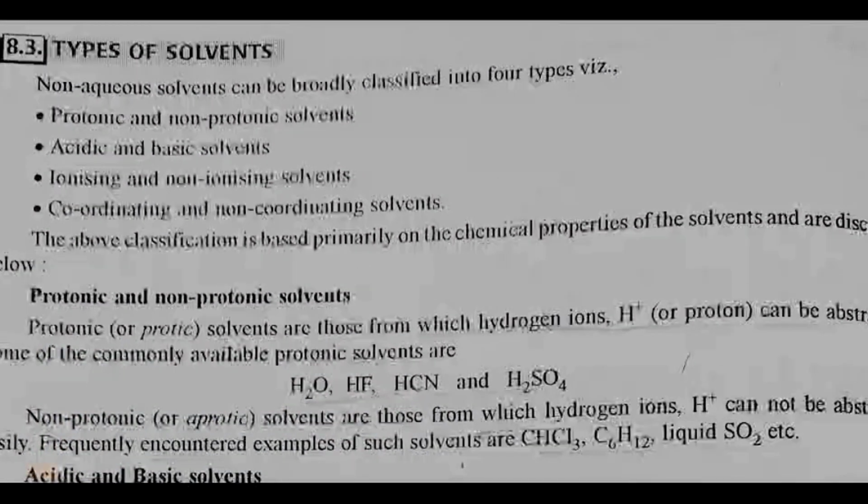8.3 Types of solvents. Non-aqueous solvents can be broadly classified into 4 types, viz. protonic and non-protonic solvents, acidic and basic solvents, ionizing and non-ionizing solvents, coordinating and non-coordinating solvents. The above classification is based primarily on the chemical properties of the solvents and are discussed below. Protonic and non-protonic solvents.